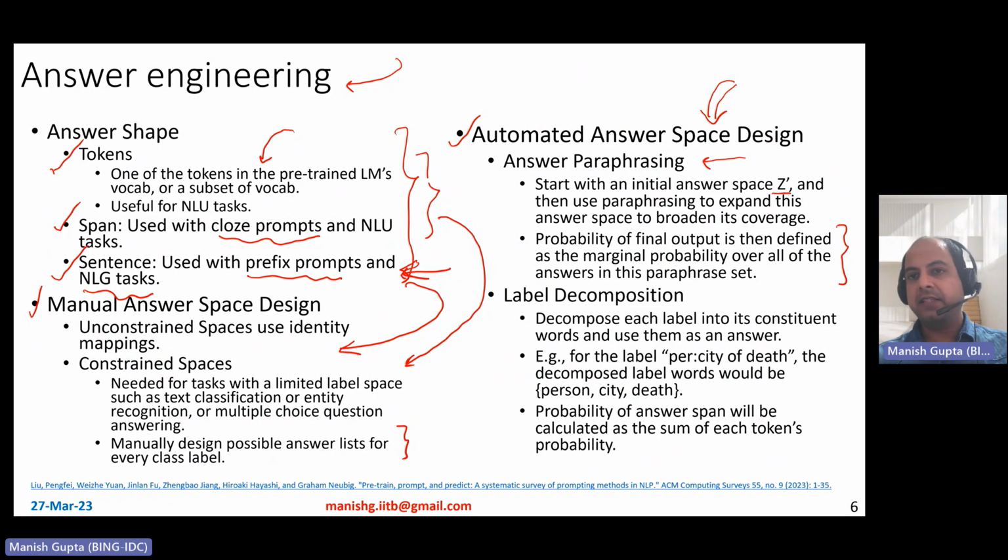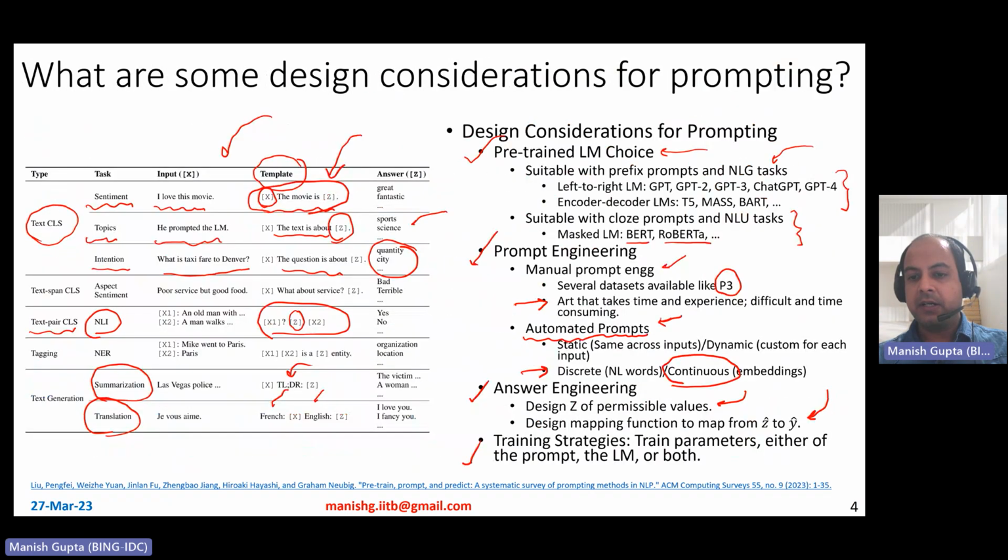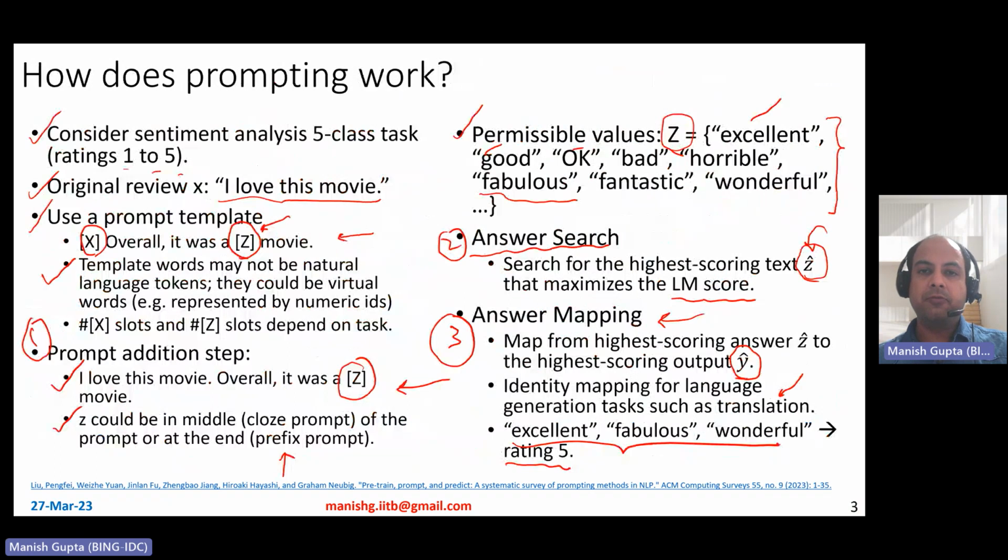So basically, if fabulous or excellent or wonderful all map to 5, then any of them being generated counts, so the overall probability for 5 would be the probability of the language model generating excellent, plus generating fabulous, plus generating wonderful.